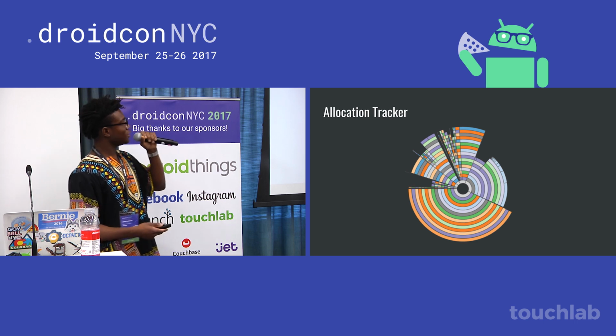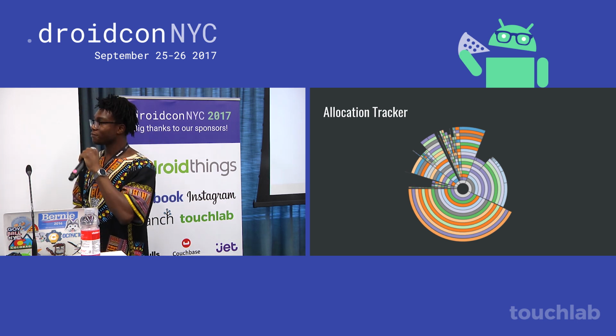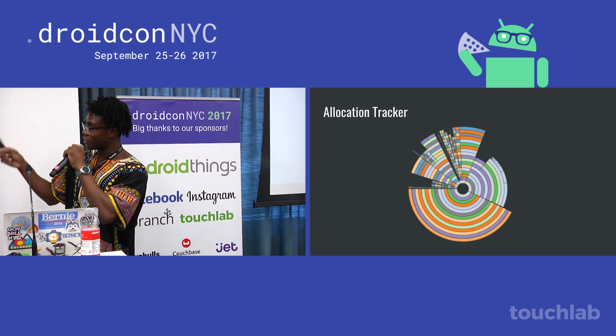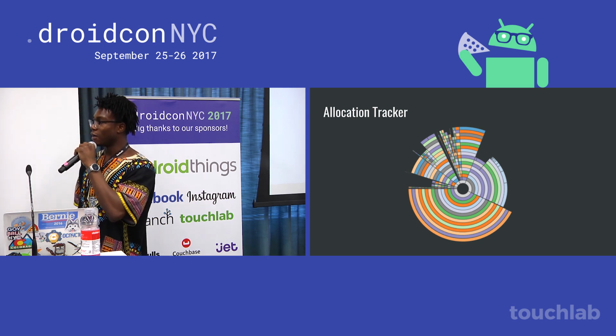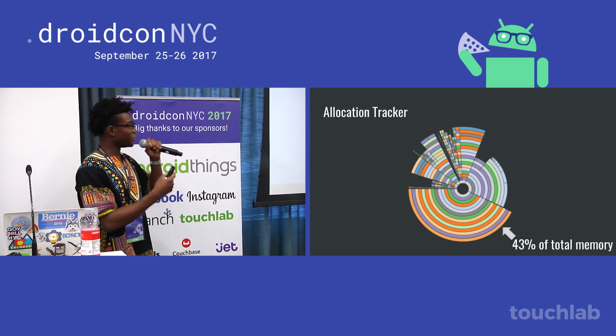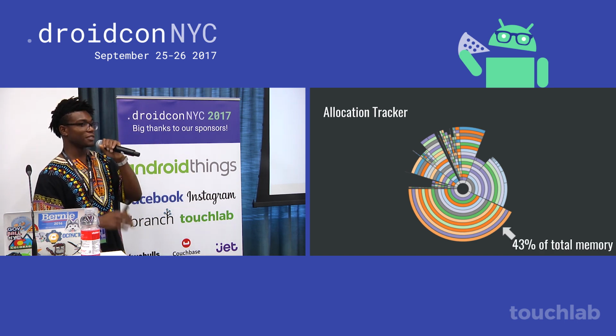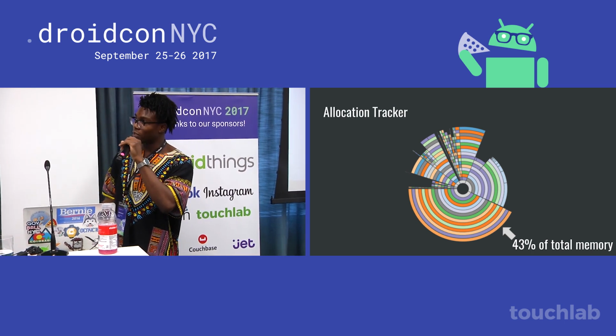Down at the bottom of the screen is a sunburst diagram of all the threads that are in memory. The bigger the circle, the bigger the piece of the pie, the more memory that thread is taking up. At the very bottom of this diagram, there was a thread that was taking up 43% of my app's total memory. Now this had to be where the problem was coming from.